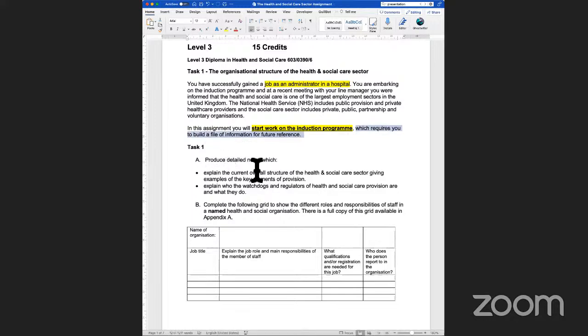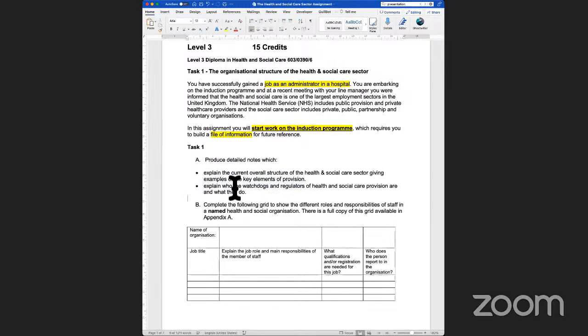Now, essentially a file would mean that you need to produce a document on some information which is going to be useful for you in the future, which is like an assignment. Now, assuming this with a background, we get into task 1 and it says produce detailed notes which explain the overall structure, explain who are the watchdogs and regulators.